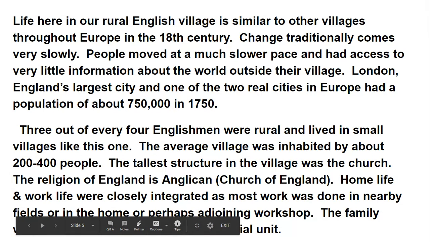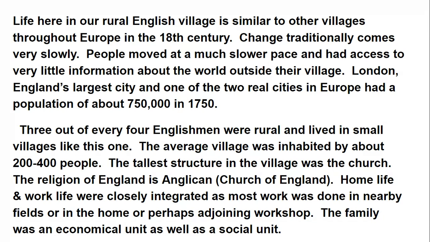Life here in our rural English village is similar to other villages throughout Europe in the 18th century. Change traditionally comes very slowly. People move at a much slower pace and had access to very little information about the world outside of their village. London, England's largest city and one of the 2 real cities in Europe, had a population of about 750,000 in 1750. 3 out of every 4 Englishmen were rural and lived in small villages like this one. The average village was inhabited by about 200 to 400 people. The tallest structure in the village was the church. The religion of England is Anglican.